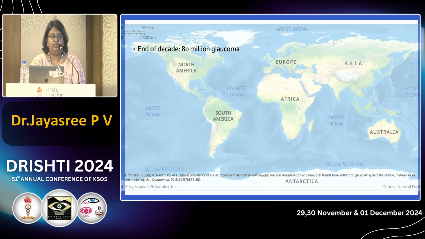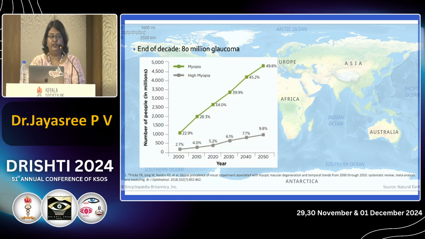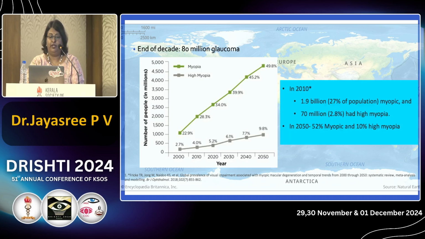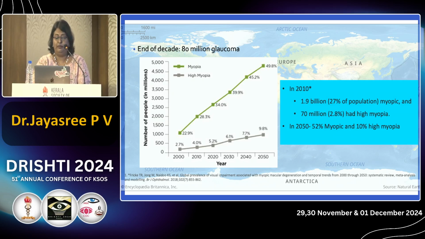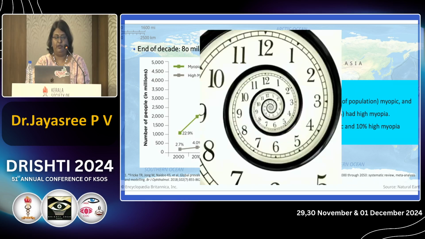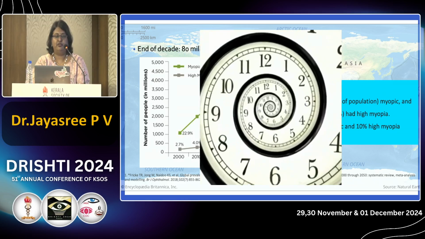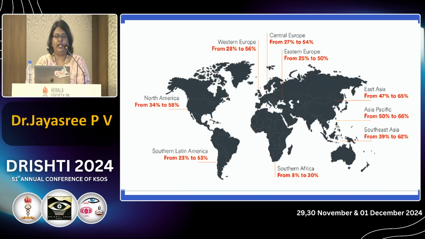But first, about the prevalence. By the end of the decade, you expect around 80 million people to suffer from glaucoma. And what about myopia? By 2050, around 50% of the population are bound to be myopic. And what about high myopia? That is, patients having more than -6 diopter and axial length more than 26.5 millimeter, which is going to be 10% of the population. When time travels to 2050, this is how the globe will look. In Southeast Asia, around 60 to 65% of people will be myopic.